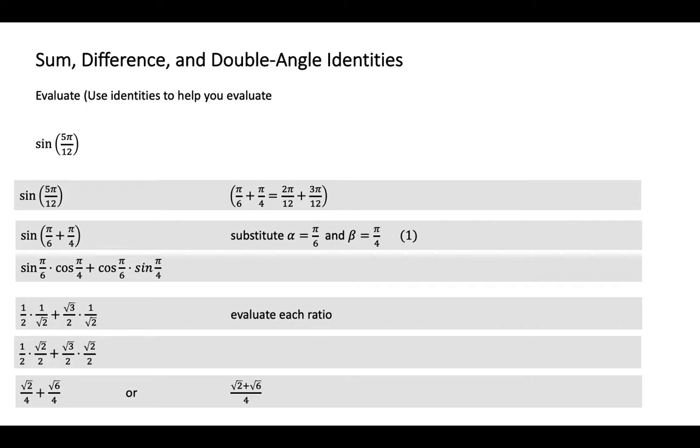So what I get from the first term is 1/2 times root 2 over 2 is root 2 over 4. The second term multiplies to root 6 over 4. Adding these two terms together, I get root 2 plus root 6 over 4.